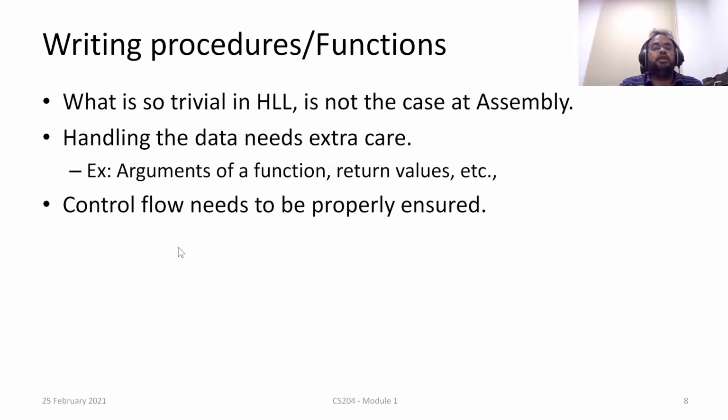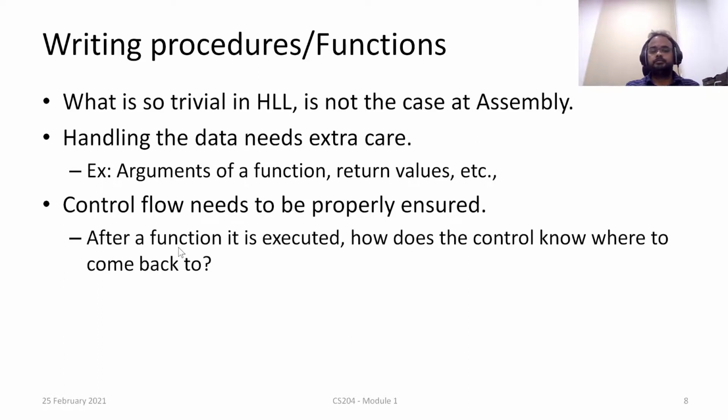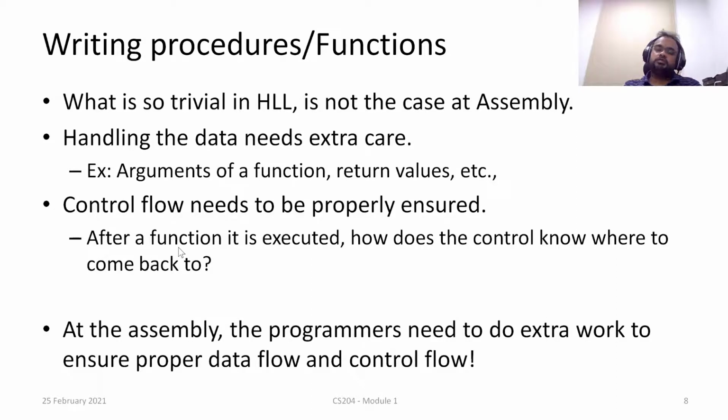Also, the control flow needs to be properly ensured, just like the branch instructions that we saw in the previous class. Here too, we expect the control to go to the function definition, execute it, and once the execution of that function is done, we expect it to come back. Yes, we do expect it to come back, but we need to tell the hardware how to come back, right? So we need to tell it where to come back to. Accordingly, we have some specific instructions for that. So all this will contribute to the extra work for the assembly programmers, in the sense that they need to explicitly handle the control flow and handle the data flow among the function calls.